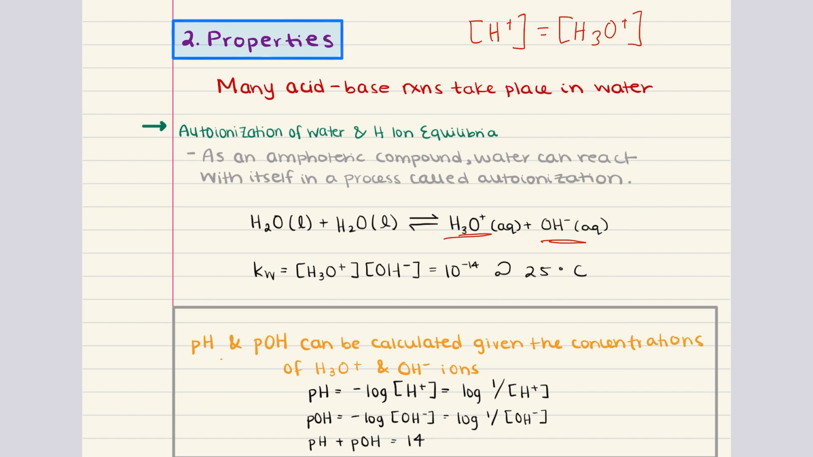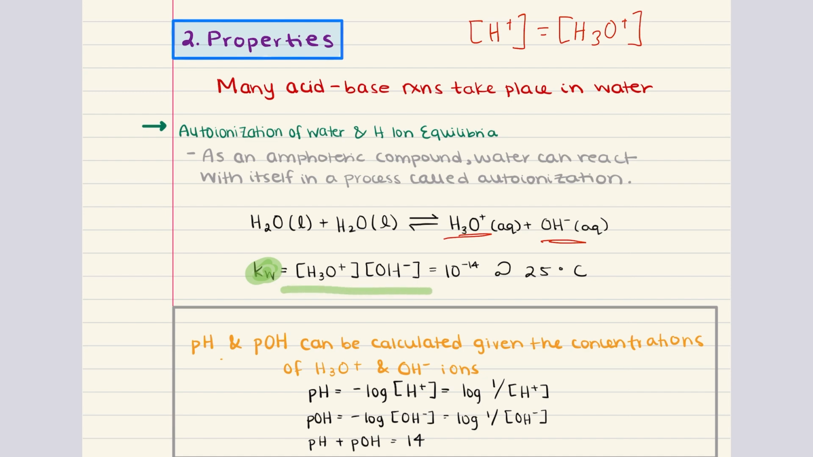Now, this reaction is reversible, meaning that hydronium and hydroxide ions can recombine to form water. And it's important that this reaction is reversible because that means we can write an equilibrium constant for this reaction. The equilibrium constant for this reaction is called the water dissociation constant. It's denoted as Kw, and it's given by the following equation you see here.